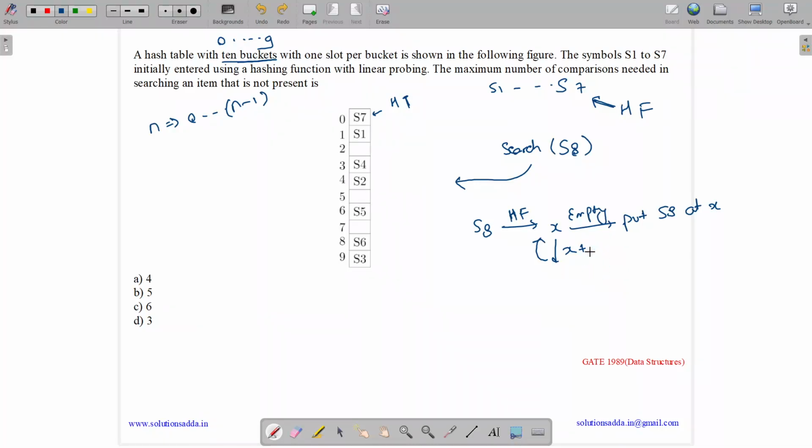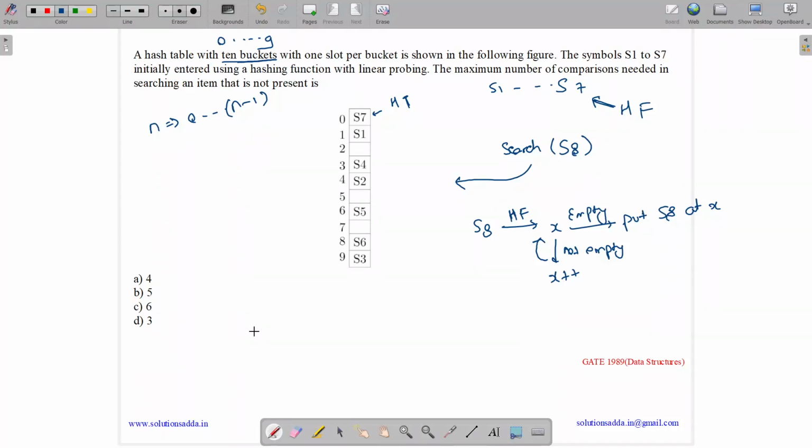It will look like this. If it is not empty, then it will do X plus plus and check the next slot. If it is empty, it will put S8 over there. Else, it will again do X plus plus till we find an empty slot. So what will be the worst case comparisons?